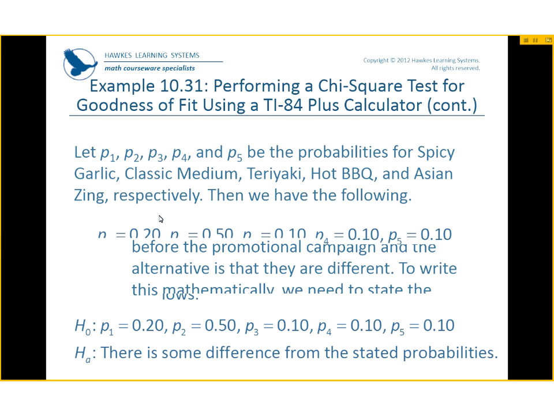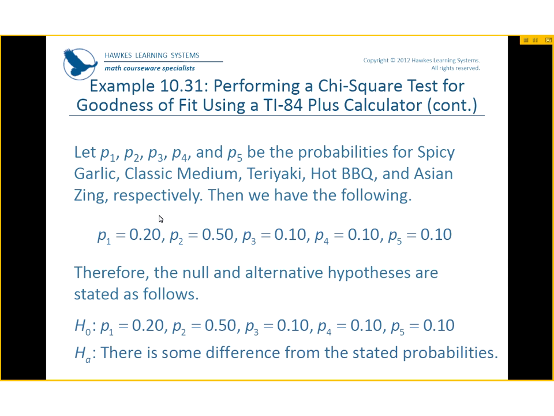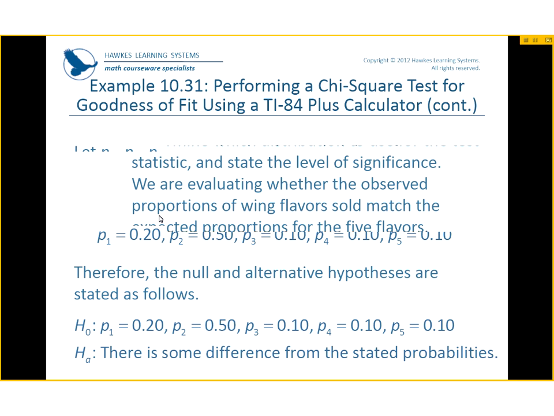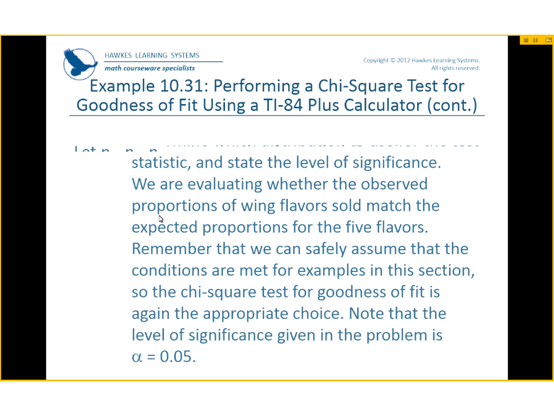So we're going to state our null and alternative hypotheses. Because they actually gave us the proportions, which are all different, just state them as the null is P1 equals the proportion of 0.20, P2 is 0.50, P3 is 0.10, and so on. You don't even have to use the names. You can just use probability 1 equals this. Then your alternative is there's just some difference from the stated probabilities. Because one could be different, they could all be different, you never know. We're just seeing that there's a difference.